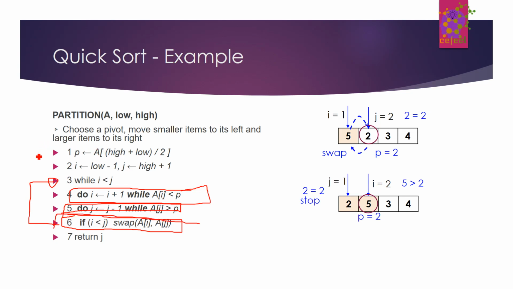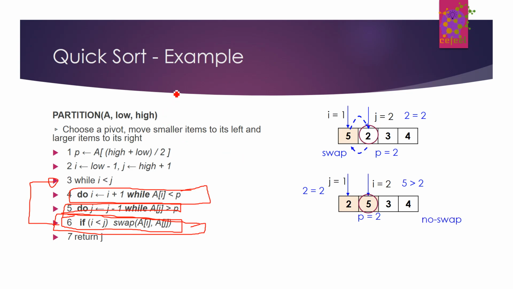But see what will happen in step 6. Now notice what has happened is during this process I and J have crossed each other, so we don't need to swap here. So that's what step 6 does. Is I less than J? No, I is 2 and J is 1, so hence there will be no swap here. And then step 6 will end, and we will go to step 3 again.